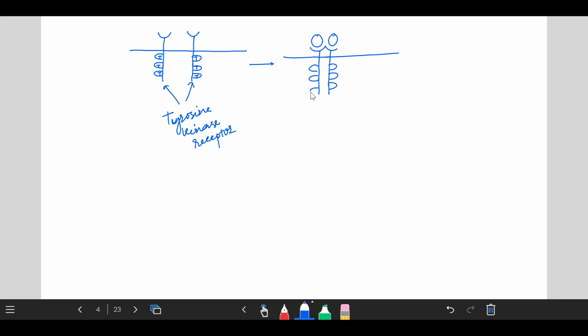Phosphorylation occurs. It means phosphate molecules bind to that tyrosine residue. Now, after binding, the relay proteins are present in the intracellular part, these are the relay proteins. This relay protein will bind with that autophosphorylated dimer moiety, and as a result, this protein will trigger the cellular response.